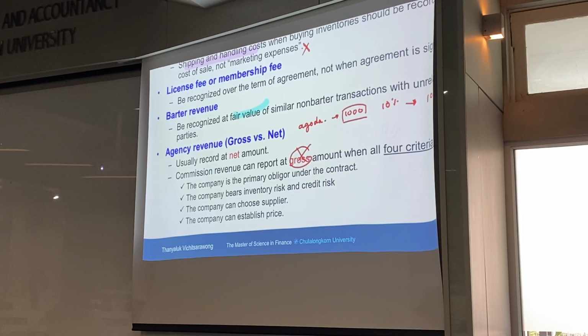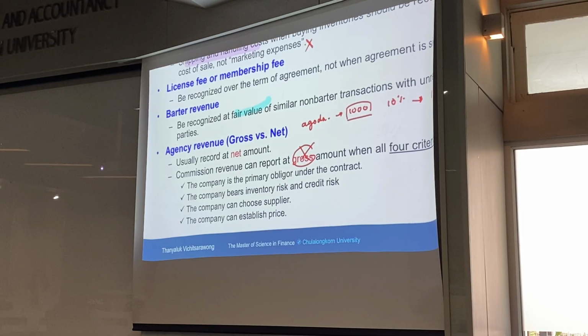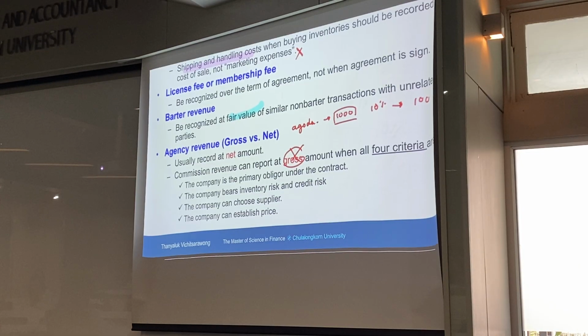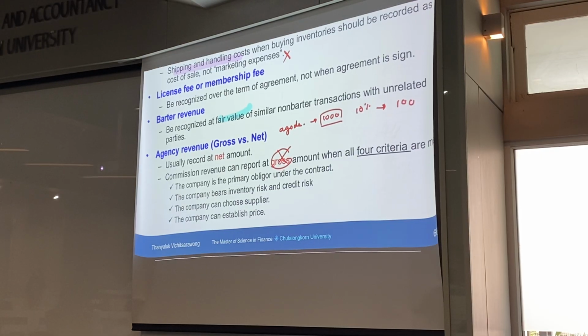Something like Travelocity, or when you buy the airline ticket, you go to Expedia.com. This is what we call the agent. It's not the company who owns the real product. So in this case, when Expedia.com recognizes revenue, they will record using the net balance, not the gross balance.